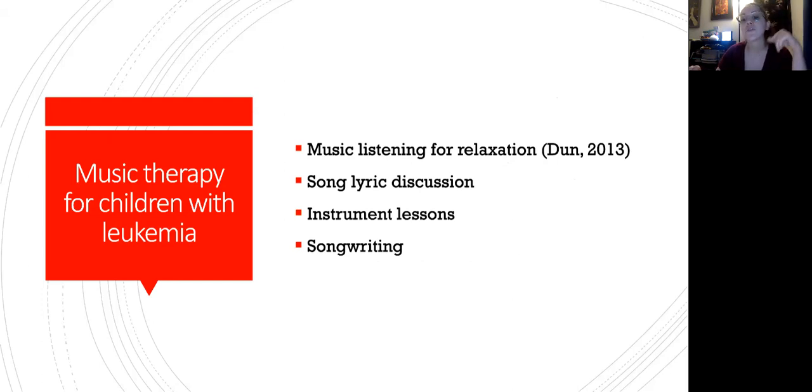This could be beneficial for teens and a way to explore feelings surrounding diagnosis, hospitalization, and treatment. Instrument lessons can be used to promote cognitive development, enhance mastery and empowerment, and facilitate self expression. And then lastly, songwriting facilitates opportunities for expression and communication of thoughts and feelings.